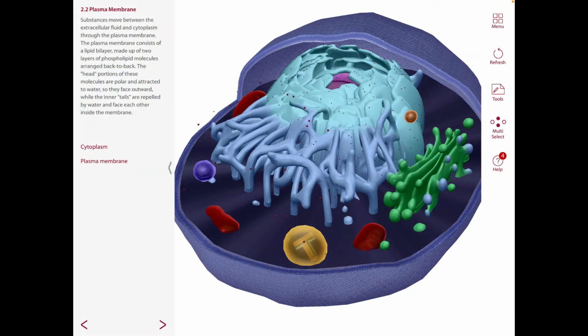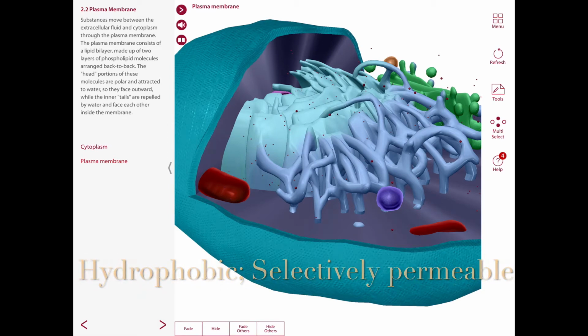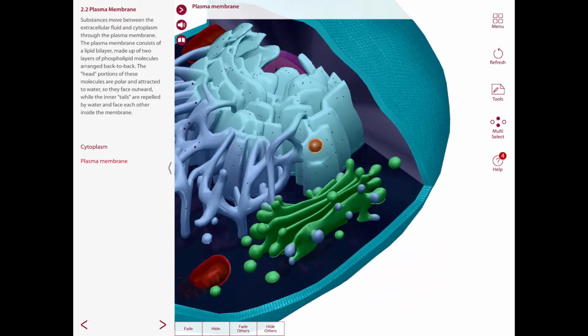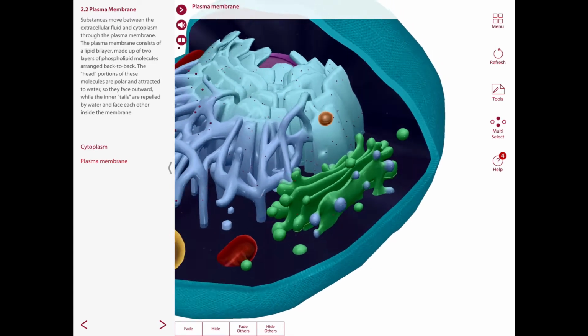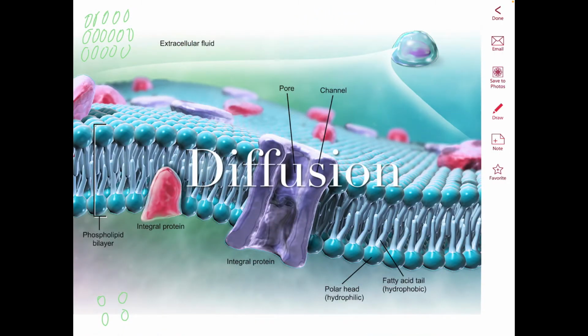Now, because the plasma membrane is primarily composed of lipids, which makes it hydrophobic, it makes this membrane a selectively permeable barrier. In other words, some substances will be freely crossing the membrane, others require assistance to cross this membrane, and some substances will not be able to cross it at all. Diffusion is the simplest means by which substances can cross the membrane.